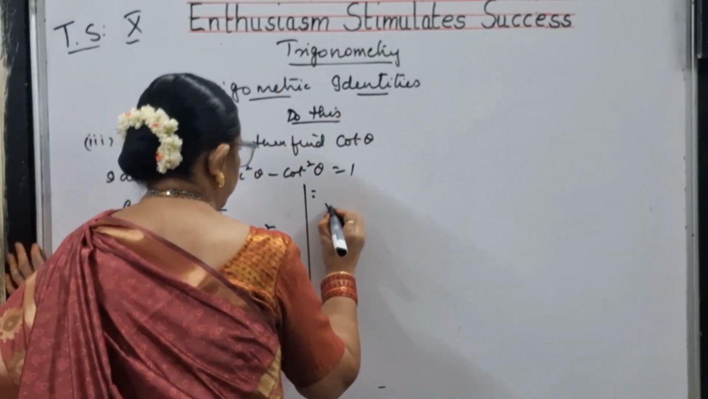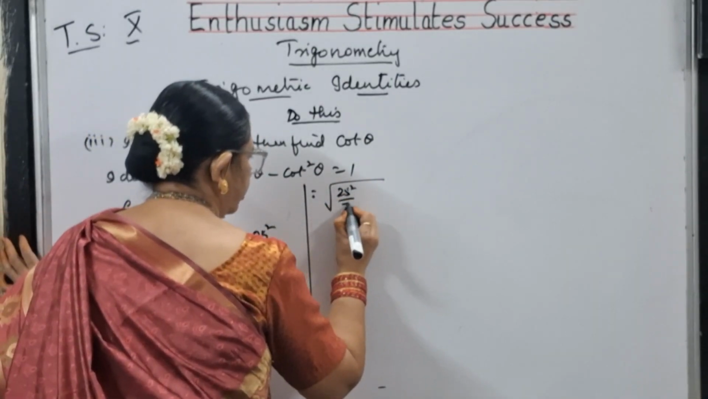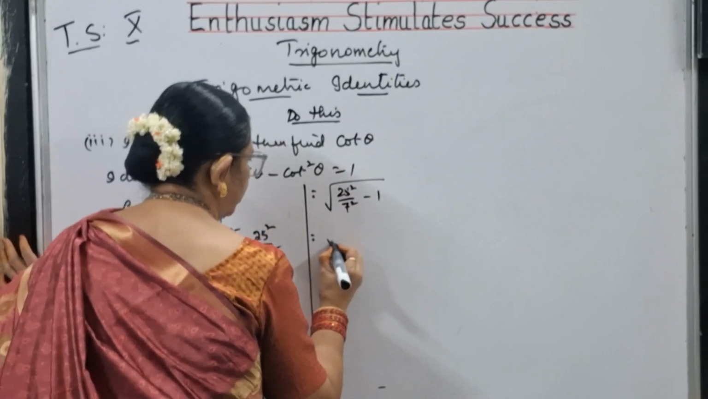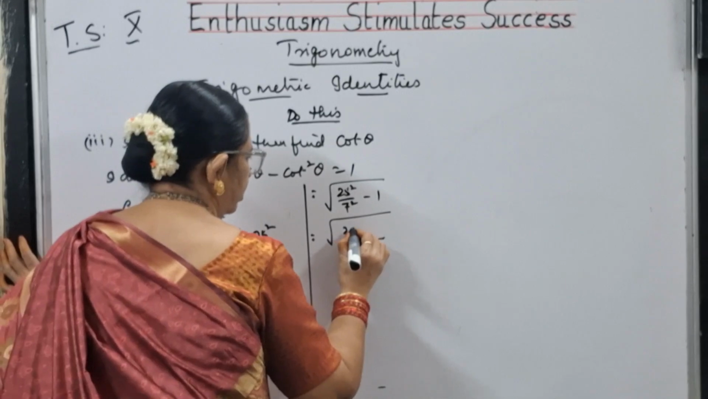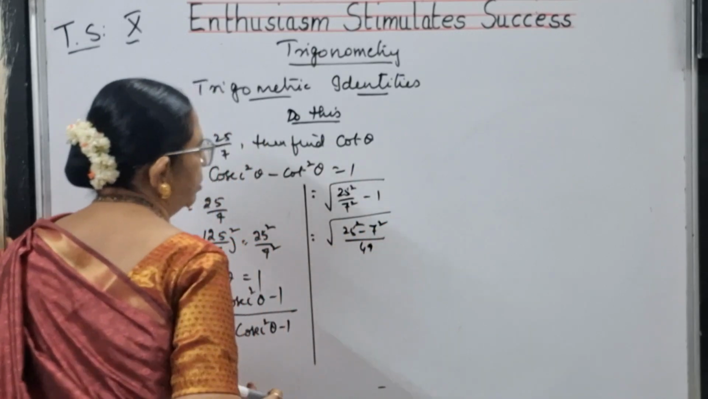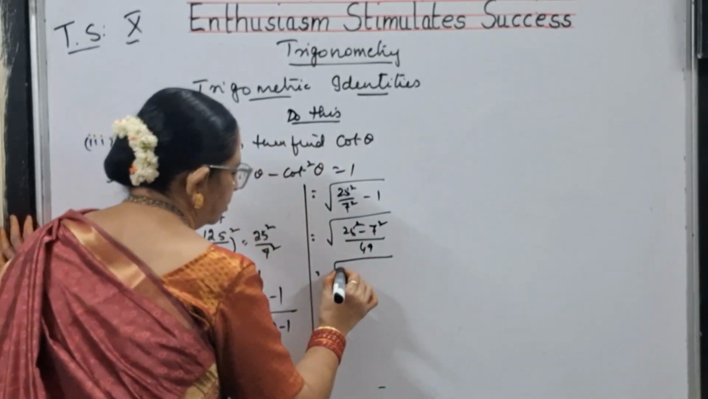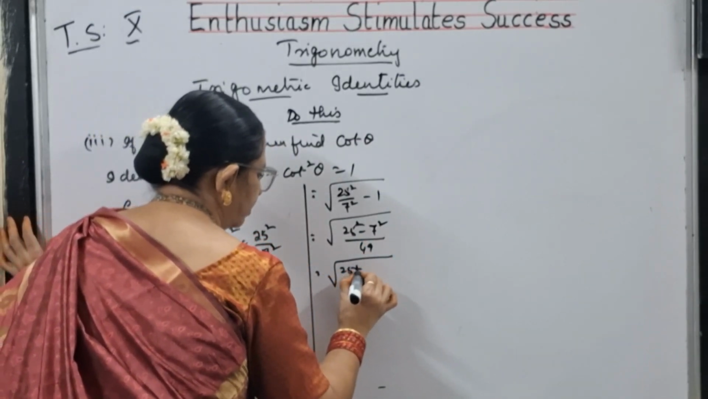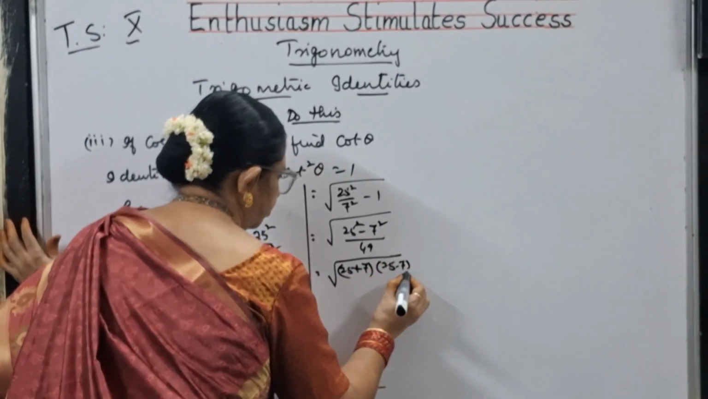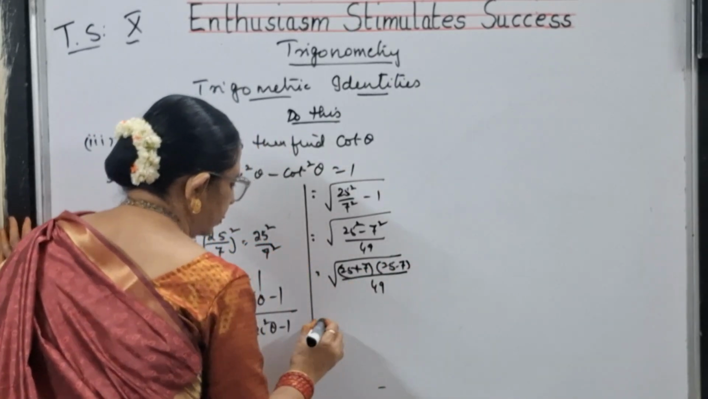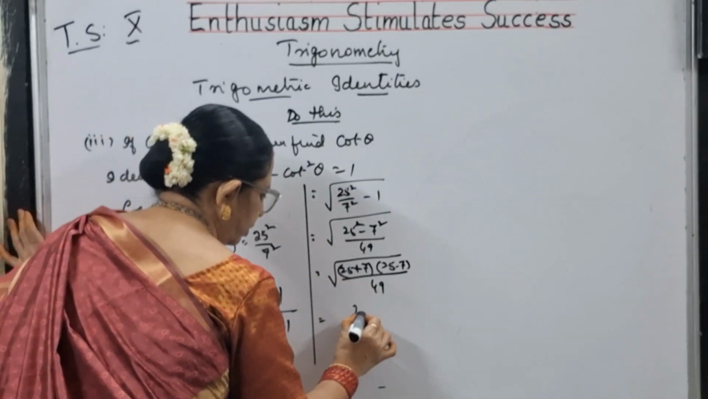That is equal to root of cosecant square theta minus 1, which is 25 square by 7 square minus 1. So when you take LCM, 7 square is 49, and you will be getting 25 square minus 7 square. That means, again, a plus b into a minus b: 25 plus 7 into 25 minus 7 by 49.